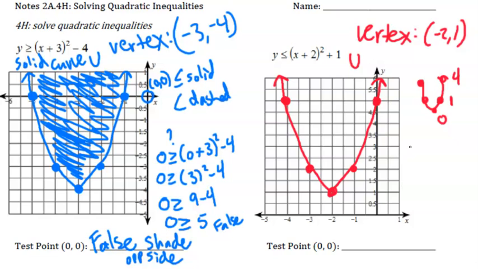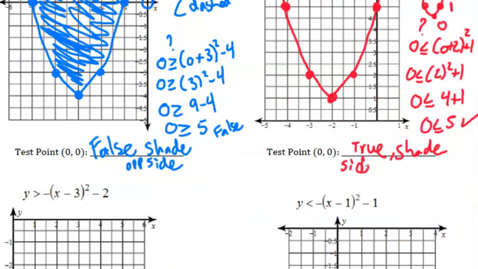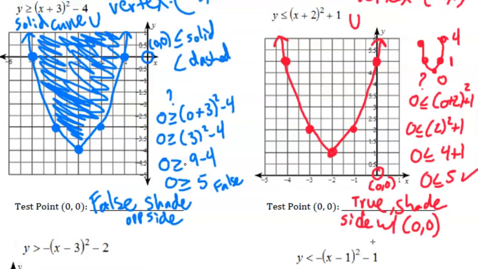Okay, now let's test the point (0, 0). Is 0 less than or equal to (0 + 2) squared plus 1? Is 0 less than or equal to 2 squared plus 1? Yes, that's true. So you're going to shade the side with (0, 0). And there's (0, 0) for the reference point. So you're going to shade everything that is on the side with (0, 0).